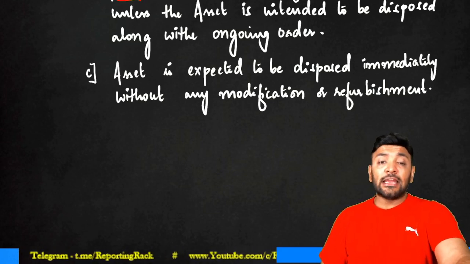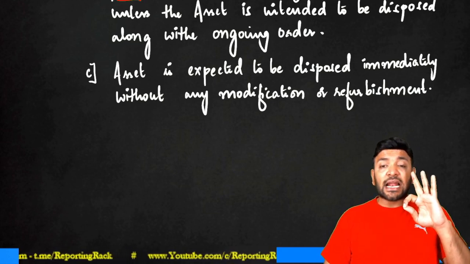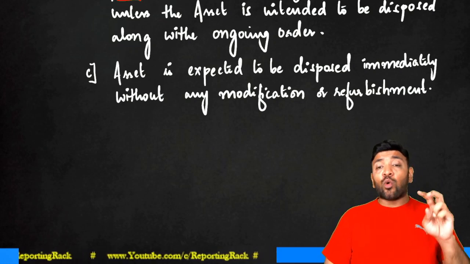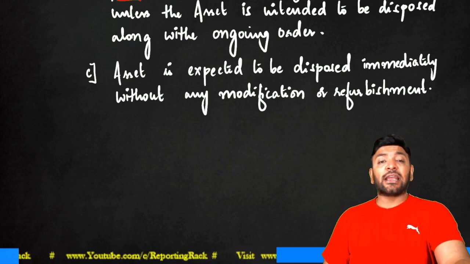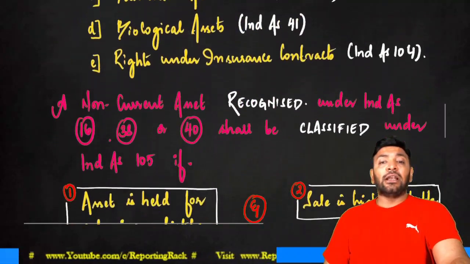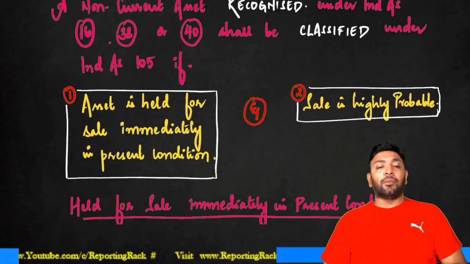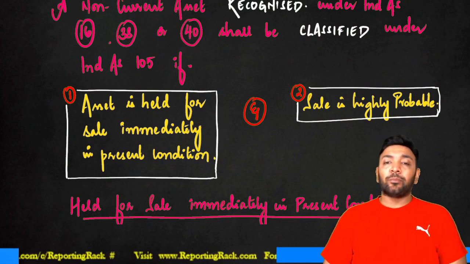Now, these are the three criteria which are very, very important to understand the words held for sale immediately in present condition. Then what is the second word being used? The second criteria for classification of an asset into 105 is that the sale is highly probable. Now you tell me, when do you say that the sale is highly probable?